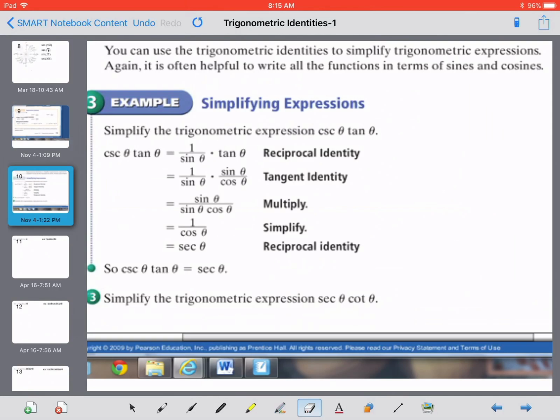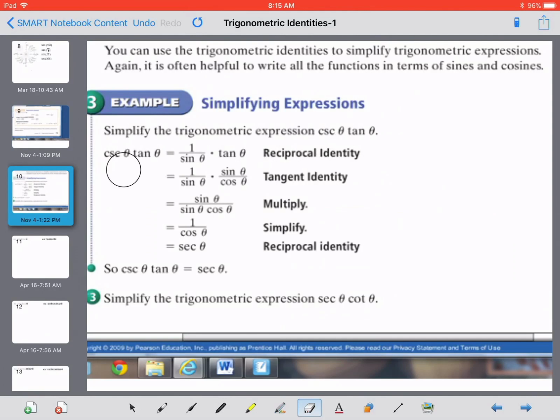First, you're going to be asked to simplify the trig expression cosecant theta tan theta. Remember, theta is just that Greek letter that represents a variable. If you see an x instead of theta, it's the same thing. It just means the angle. So don't freak out when you see it, because it'll be there all the time.